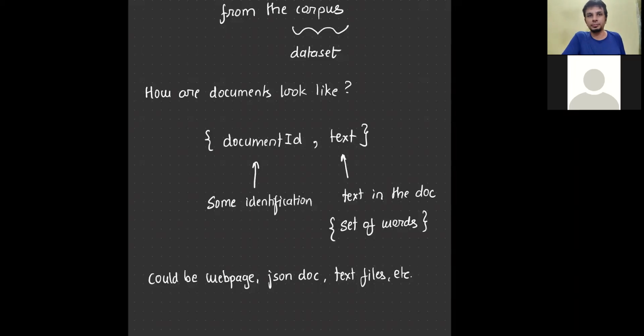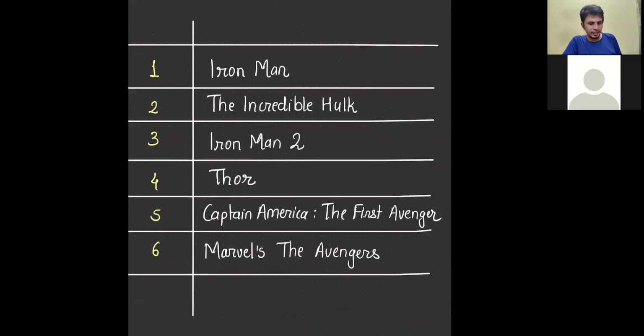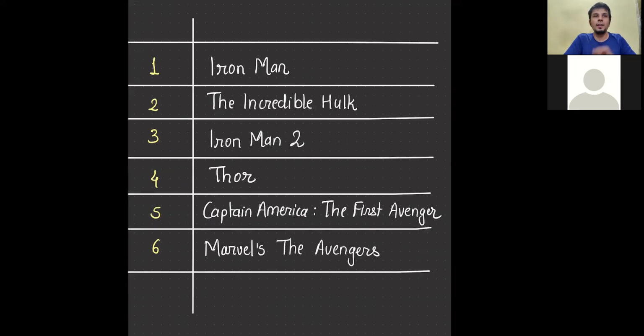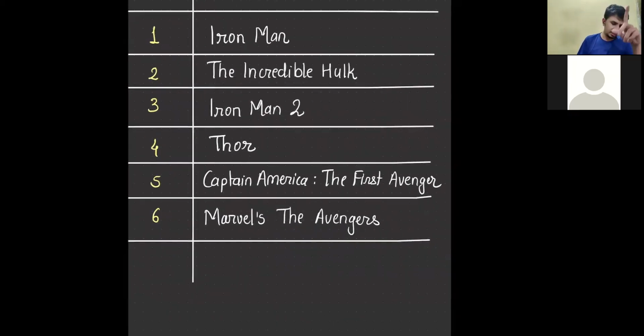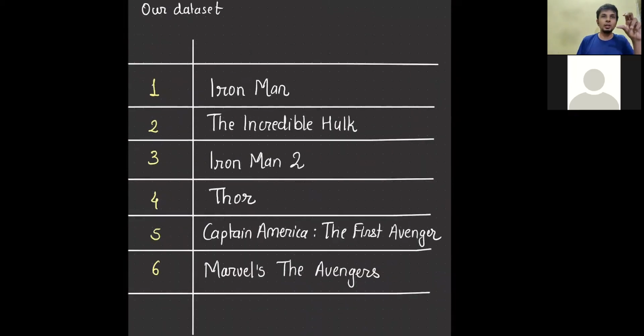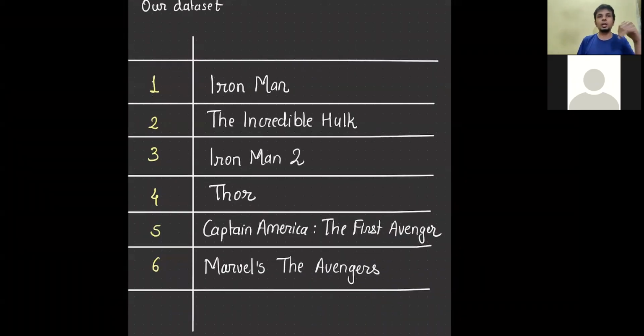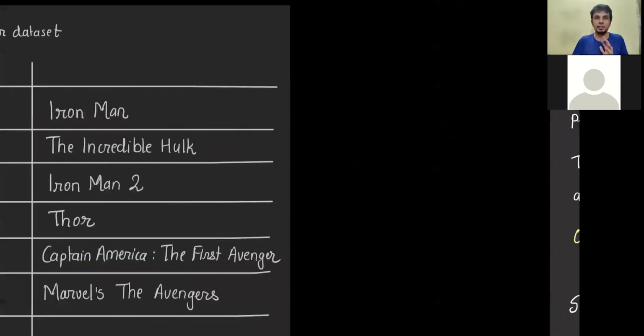Let's say our dataset is this. Document ID 1, the string is Iron Man. Document ID 2, The Incredible Hulk. 3, Iron Man 2. 4, Thor. 5, Captain America: The First Avenger. 6, Marvel's The Avengers. Given these 6 documents, this is nothing but our corpus. So our corpus has a total of 6 documents, with document IDs 1, 2, 3, 4, 5, 6, and these are the actual documents.